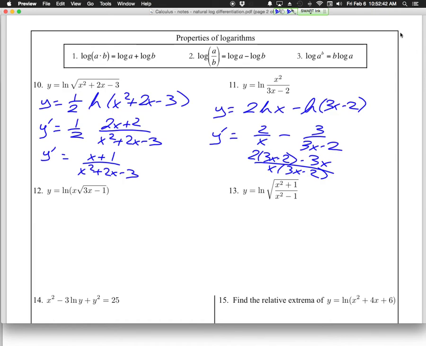Okay. All right, number 12. I have y equals the natural log of x times the square root of 3x minus 1. Who wants to separate that all the way out for me?